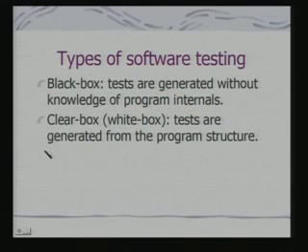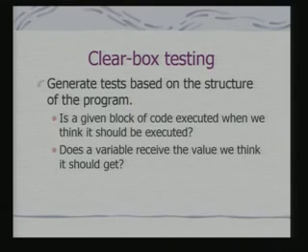The other thing is clear box testing. Tests are generated from the program structure. In fact, typically you would do clear box testing first and then go into black box testing. What is clear box testing? It generates tests based on the structure of the program. So, the question is: is a given block of code executed when we think it should be executed? That means, is my control path correct? Does a variable receive the value we think it should get? That means, is the computation and assignment process correct or not?